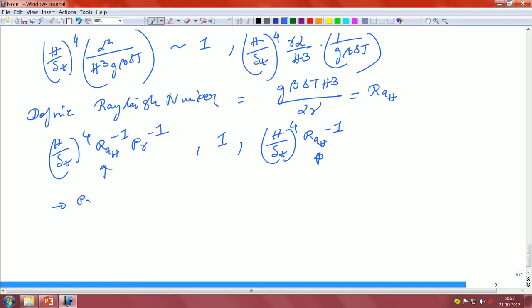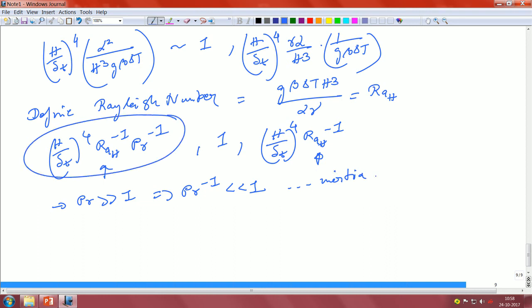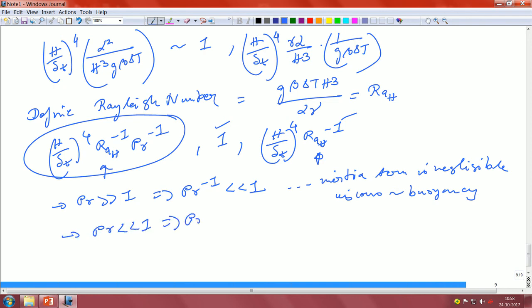Now, if Prandtl number is much greater than 1, this implies that Prandtl number inverse is much less than 1. Then the inertia term, this one, is negligible. That would mean it will be basically a balance between viscous and buoyancy, that means between this term and this term. However, on the other side, if Prandtl number is much less than 1, it implies Prandtl number inverse is much greater than 1. In that case, the viscous term becomes negligible, which would mean that inertia is the same as the buoyancy.